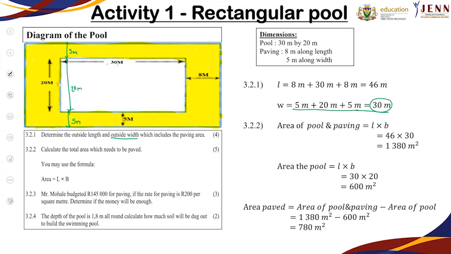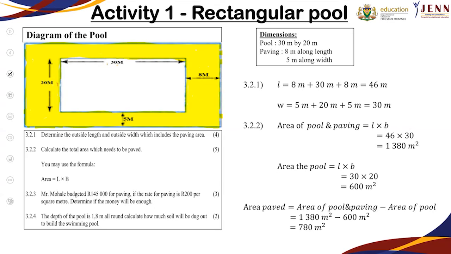Then let's go to 3.2.2. It says, calculate the total area which needs to be paved. The area that needs to be paved, you may use the following formula: area equals length multiplied by breadth. So breadth is the same as width, okay? So if I look at this question, they want where it needs to be paved. So they want the area of the yellow. That is my paving. Now, how will I get to the yellow?